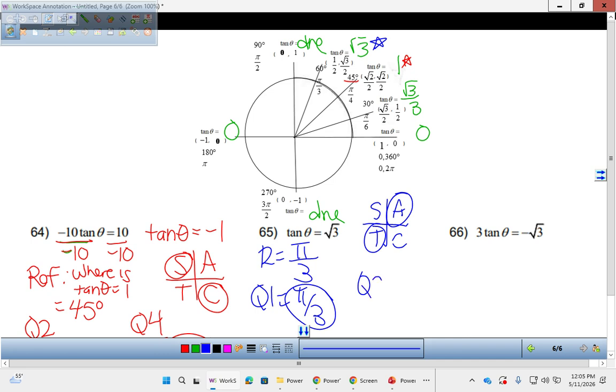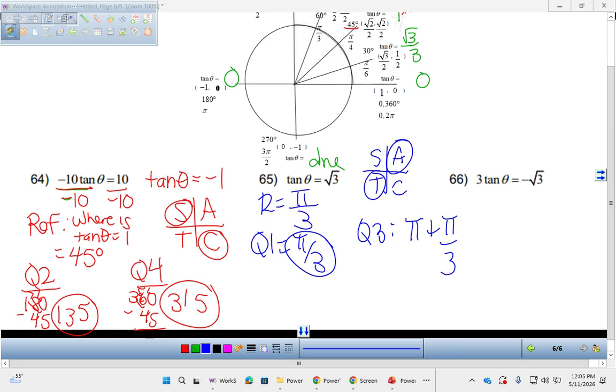Quadrant 3, we're going to do pi plus pi over 3. As a reminder from last week, if I want to do this math, I need the common denominator. So I got to give this a denominator of 3. Which means I have to give it a numerator of 3 as well. So that's 3 plus 1, so that's 4 pi over 3.